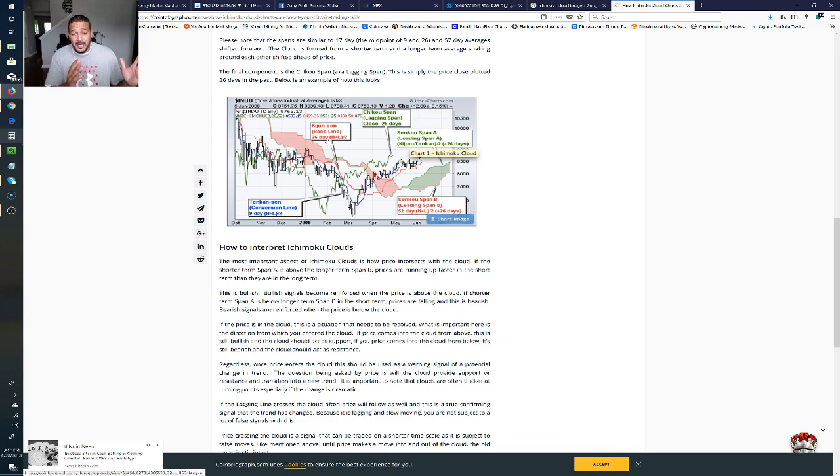So the 26-day high and low divided by 2, that is the Kijun Sen, which is the baseline, the red line. The Tenkan Sen, which is the blue line, the conversion line, is the 9-day high and low divided by 2. So you can use these actual conversion time frames, even though it's 9 days and 26 days, divided by 2.